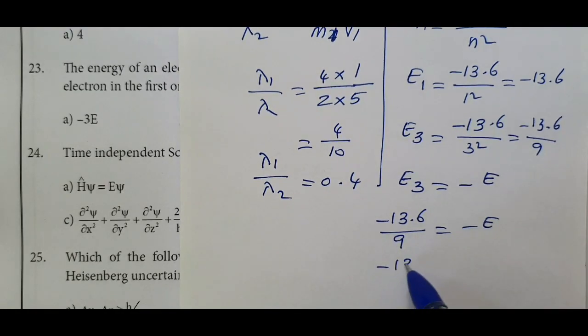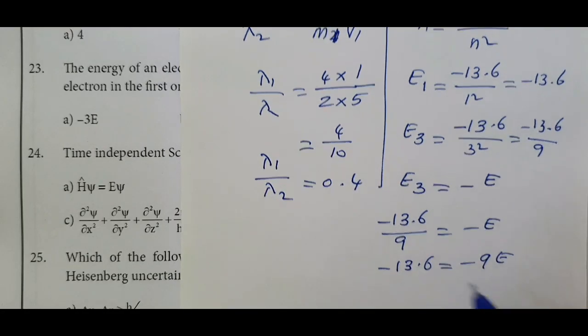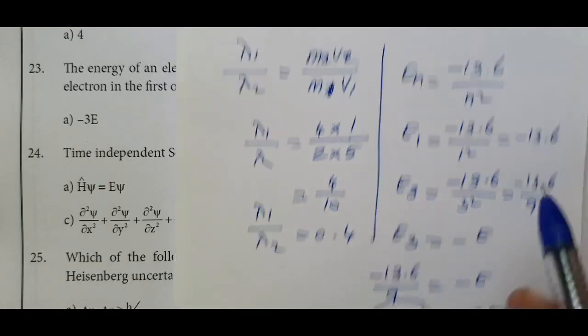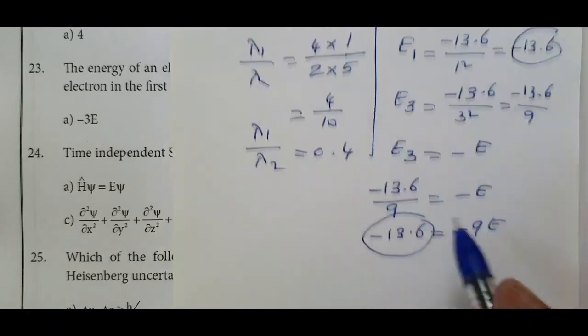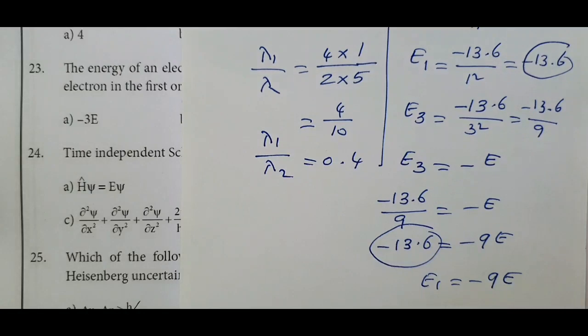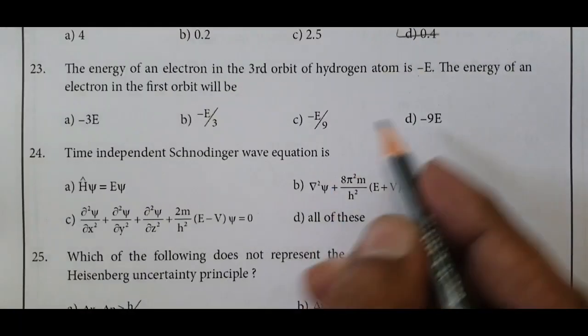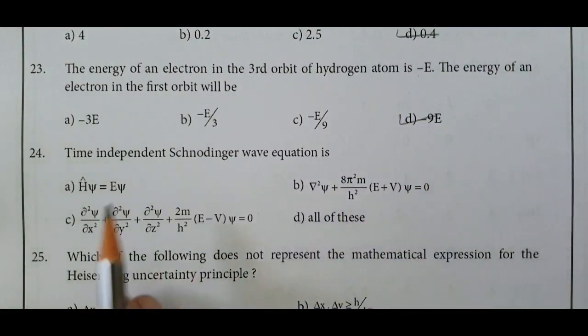Or minus 13.6 equal to, bring this 9 to the right hand side, minus 9E. What is minus 13.6? That is equal to E1. So, E1 equal to minus 9E. Energy of the electron in the first orbit equal to minus 9E. Where is the answer? Minus 9E is the correct answer.